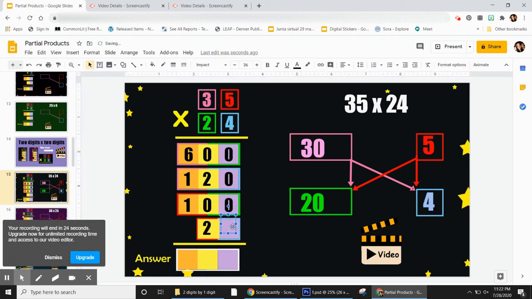Last step, super simple. Just add them all together. 0 plus 0 plus 0 plus 0 is 0. 2 plus 2 is 4. 6 plus 1 plus 1 is 8. And there's your answer. So just do one step at a time.